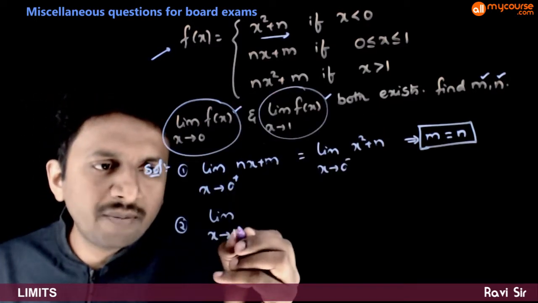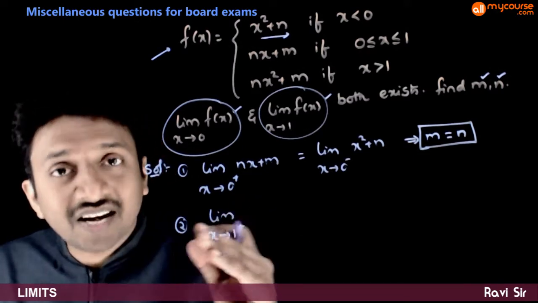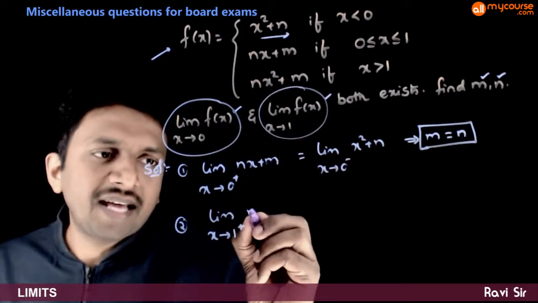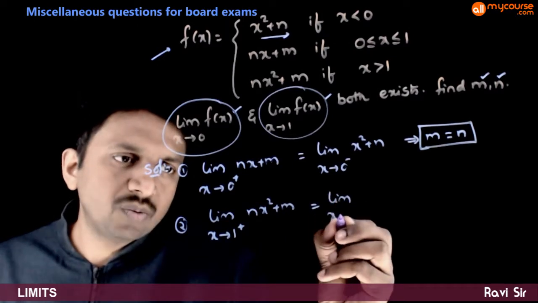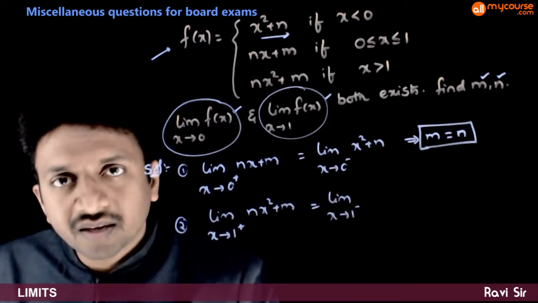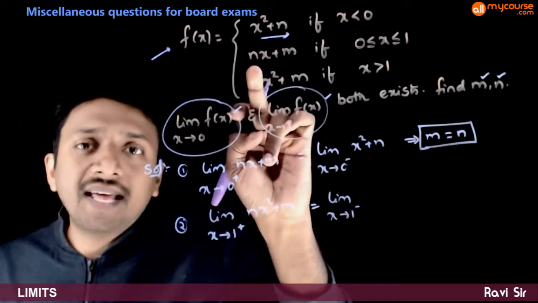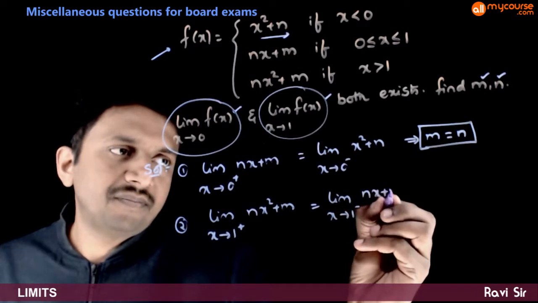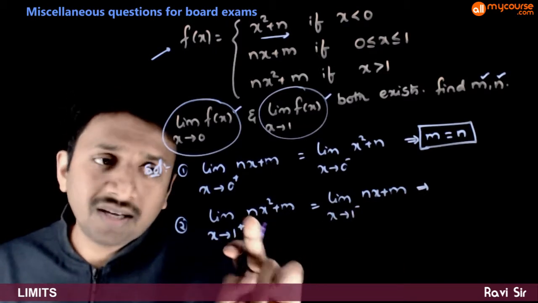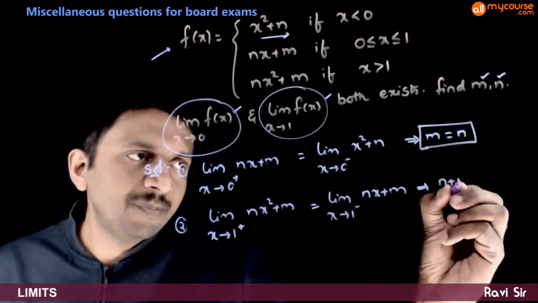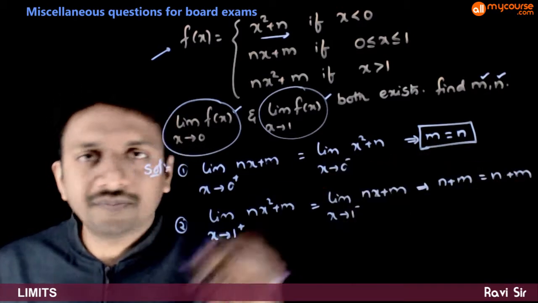So limit x tends to 1 plus f(x). Within the positive neighborhood of 1, that is greater than 1, the function is nx squared plus m. This has to be equal to limit x tends to 1 minus. We have nx plus m. So this implies, as x tends to 1, the right limit is n plus m, and as x tends to 1, the left limit is n plus m.